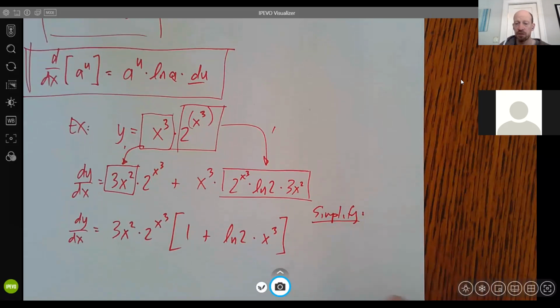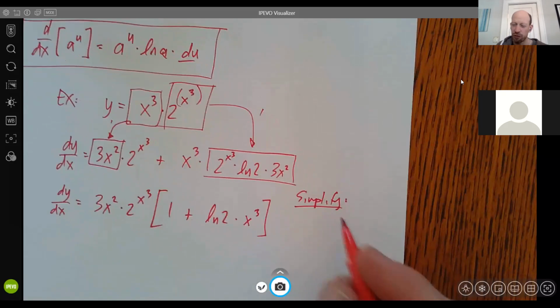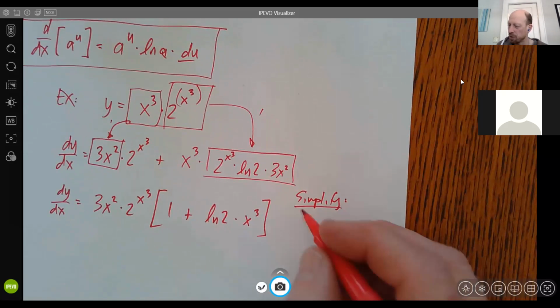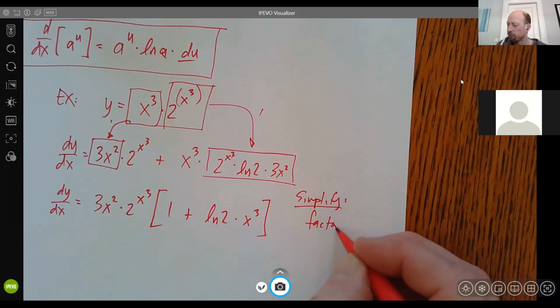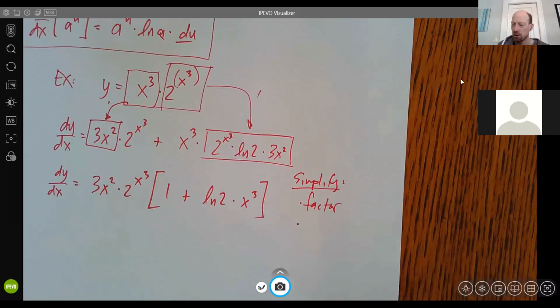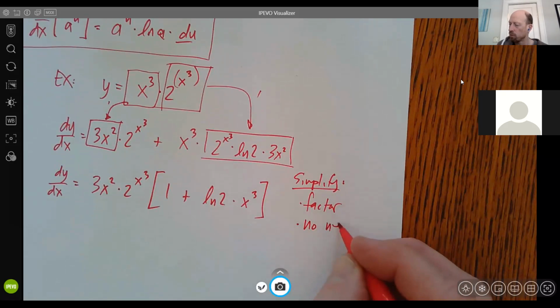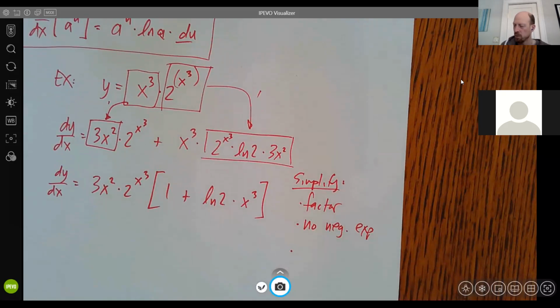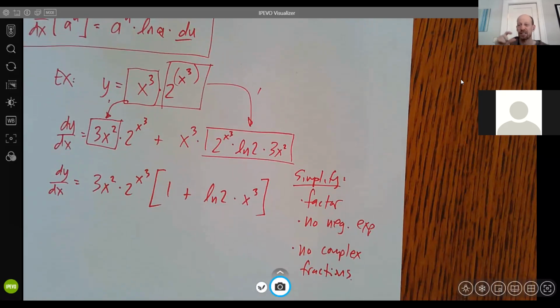If it asks you to simplify, then I'm looking really for three things. I'm looking for you to factor. I'm looking for no negative exponents. And I'm looking for no complex fractions, so no fractions divided by fractions. So if I'm asking you to simplify, then I'm looking for you to take care of those three things.